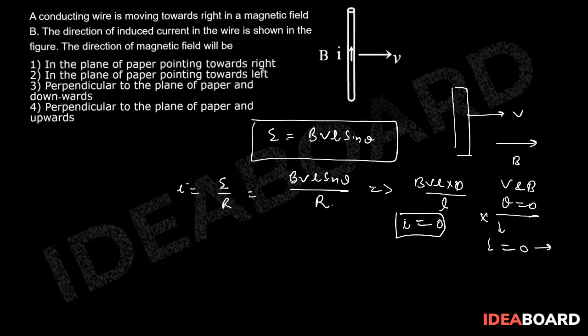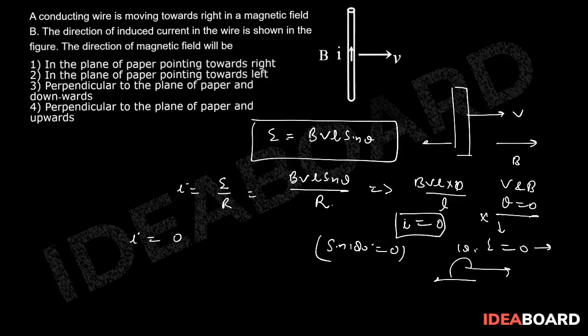Now if you see option number 2, in the plane of the paper pointing towards left, again there will be the same situation, that B and V will have the angle 180 degrees. That says that again I will be equal to 0, because sin 180 will also be 0. That means both 1 and 2 cannot be the right choices.